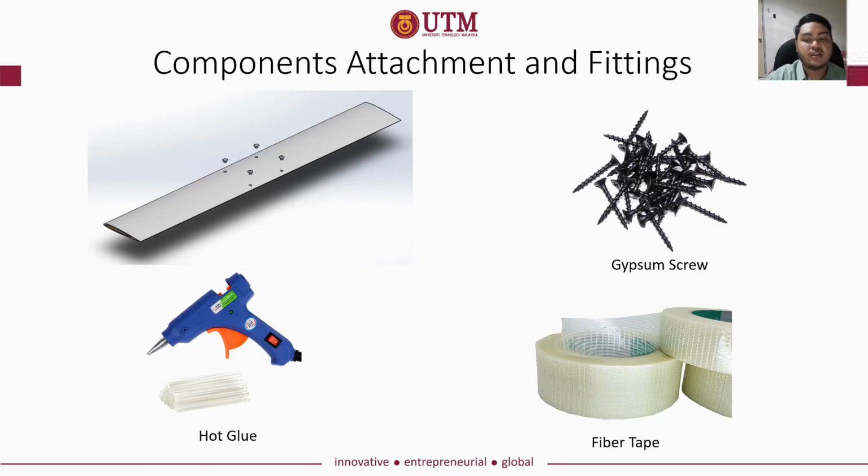Okay, here we will discuss component attachment and fitting. For the attachment of the wing with the body, we will use a gypsum screw. As we can see from this diagram, we will install the gypsum screw in 4 places. Then we are using a hot glue gun to attach the spar and also the rib to the wing skin, and finally we will use fiber tape for the attachment of the aileron with the wing skin.